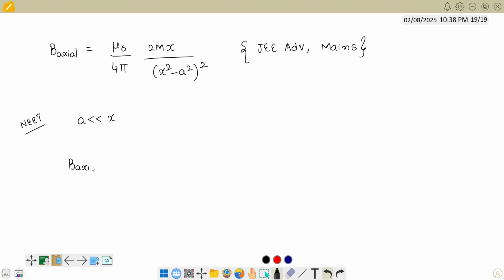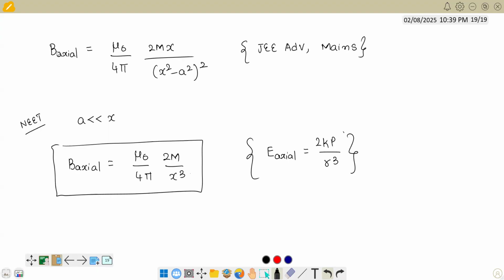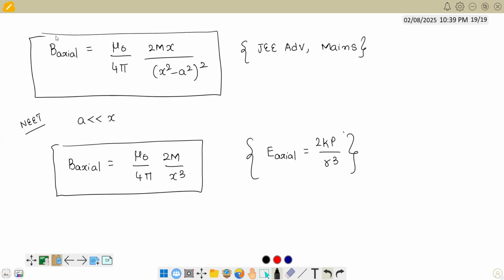So B at an axial point is mu naught by 4 pi, 2m by x cube. This is similar to the electric field at an axial point of a tiny dipole. It is k 2kp by r cube, where r is the distance from the center. Here x, r, d, all these terms are used to represent distance from the center. No need to learn this derivation, just mug the result. Especially if you are preparing for examinations like me, you have to mug this result. It will be very useful.